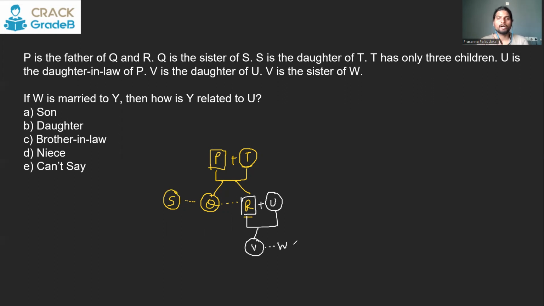If W is married to Y, then how is Y related to U? So you don't know the gender of Y or the gender of W. If you don't know the gender, this could be either son-in-law or daughter-in-law. So the answer is going to be can't say. How is Y related to U? That is can't say, because you don't know the gender, right? Let's see one more.